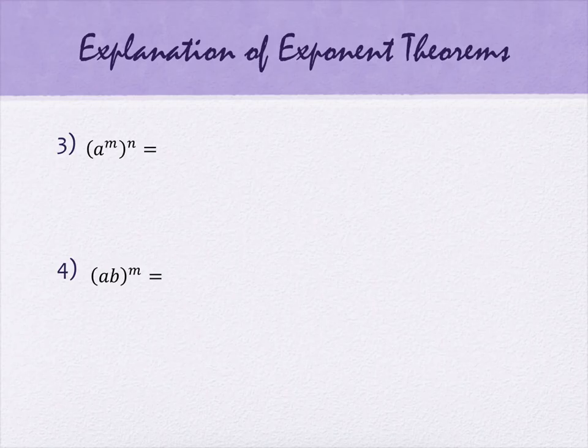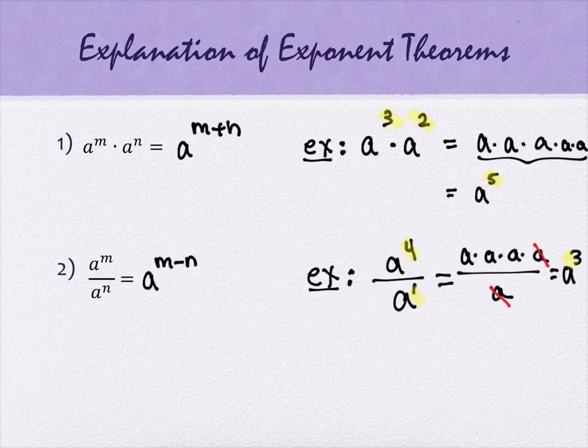3 is supposed to be multiplying, a to the m to the n. So again, we'll use an example. Okay. Do you have it? Yeah, sorry. It's okay. I want to make sure everybody else has it too. We're good? Okay.